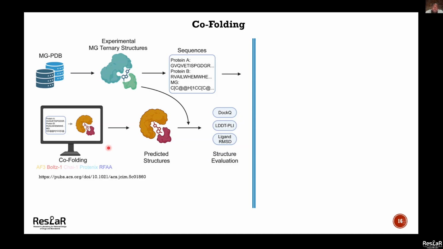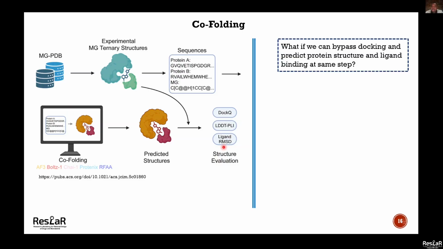So instead of predicting the structure first and doing the docking, we predict them together, hoping that the ligand is going to find its way inside the active site of the protein. We are trusting the AI, the artificial intelligence, to perform the magic for us. So we can also do structure evaluation. You can use docking to confirm the prediction. So what if we bypass docking and predict protein structure and ligand binding in the same step? Instead of predicting protein structure and then going on to do docking, what if we do both of them at the same step? That is the whole miracle of co-folding.